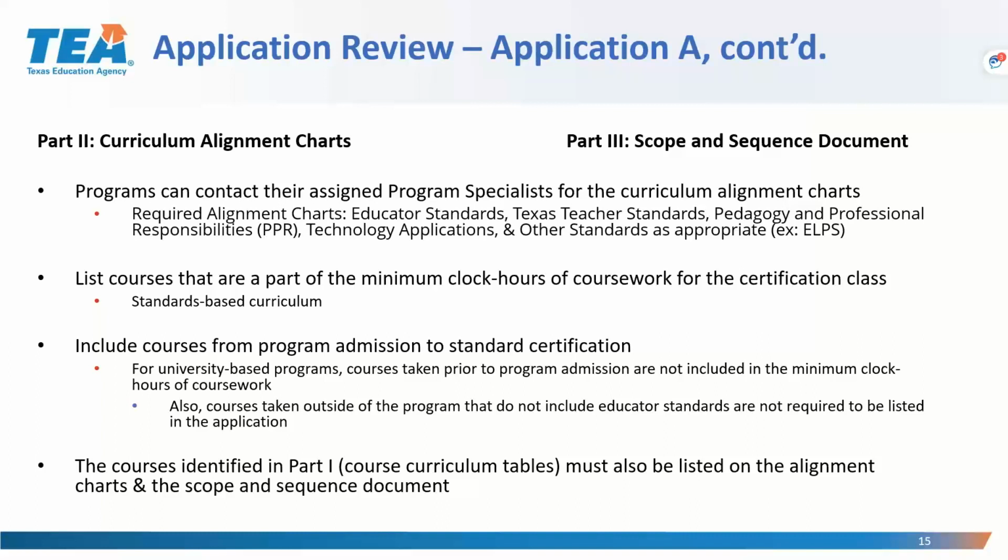Just like Part 1, Parts 2 and 3 of Application A are curriculum-focused as well. Part 2 requires the program to submit the alignment charts related to the certification category that the program is applying for. Programs can contact their assigned program specialist for the alignment charts. There are a handful of alignment charts that will be required for all teacher certification areas. These will also be provided by the assigned program specialist.